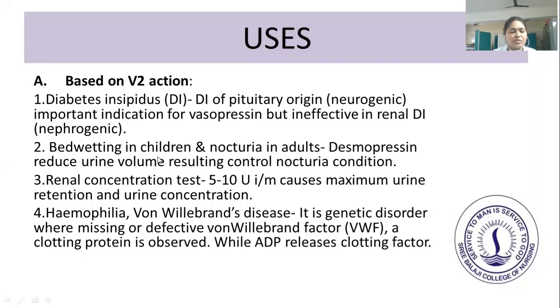For children who are bedwetting, we can use this drug so that urine formation becomes lesser at night time. Desmopressin reduces the urine volume, resulting in control of the nocturia condition. And next is the renal concentration test, where 5 to 10 U causes maximum urine retention and urine concentration.